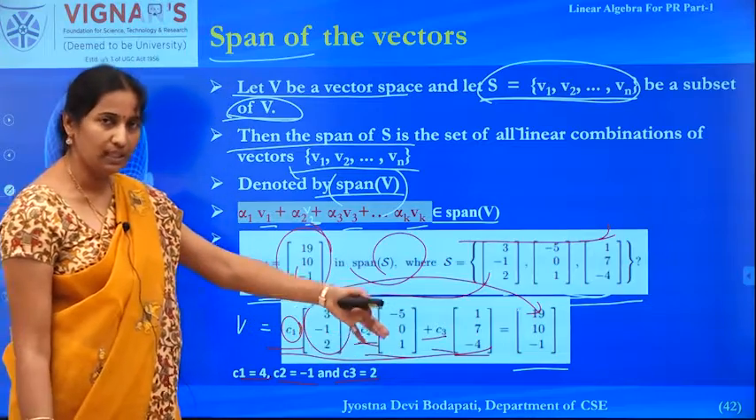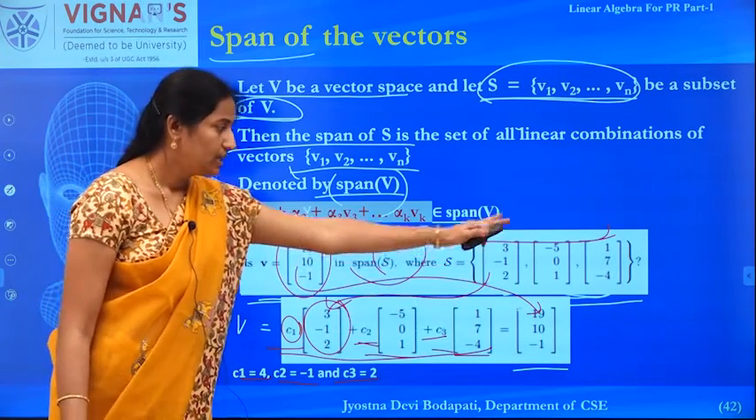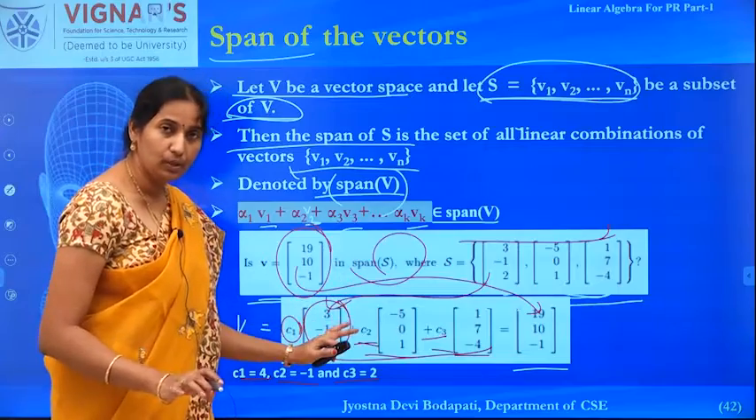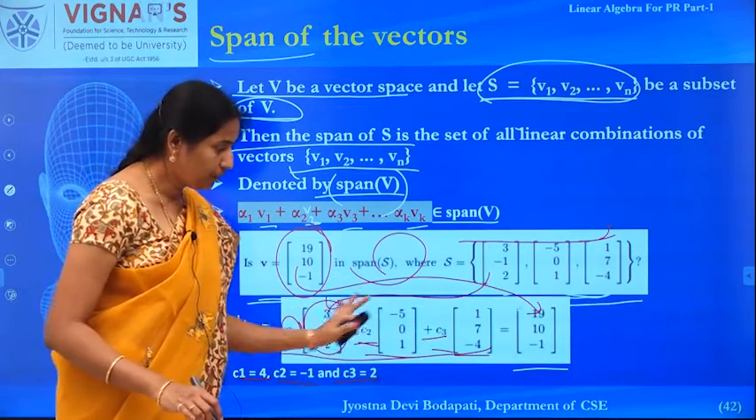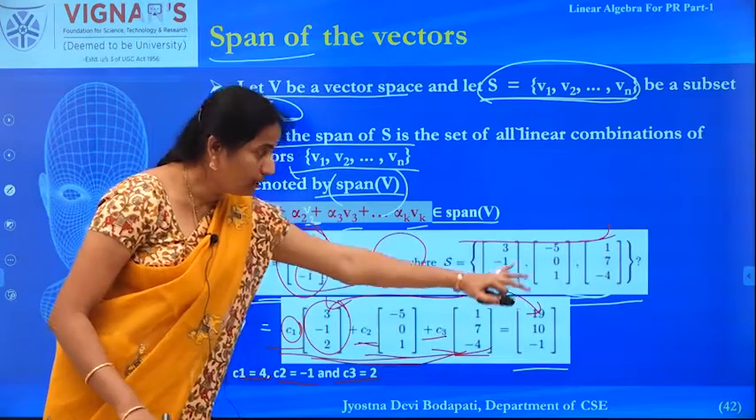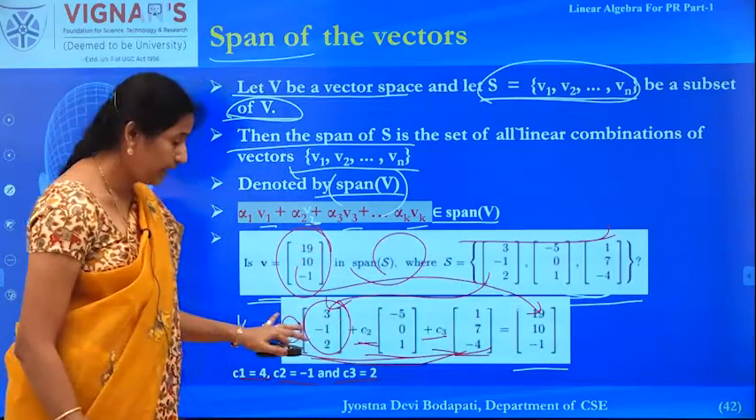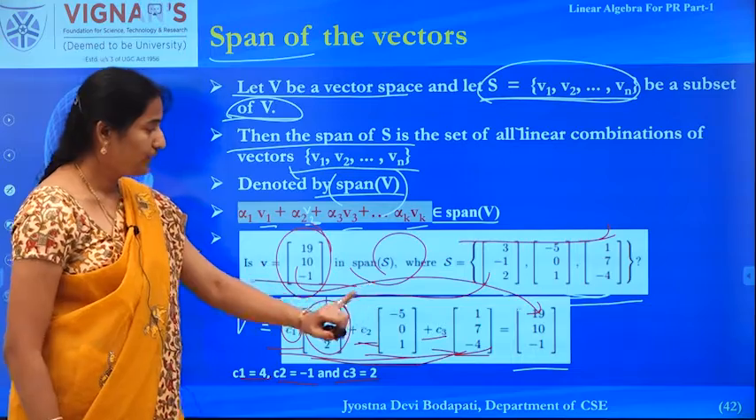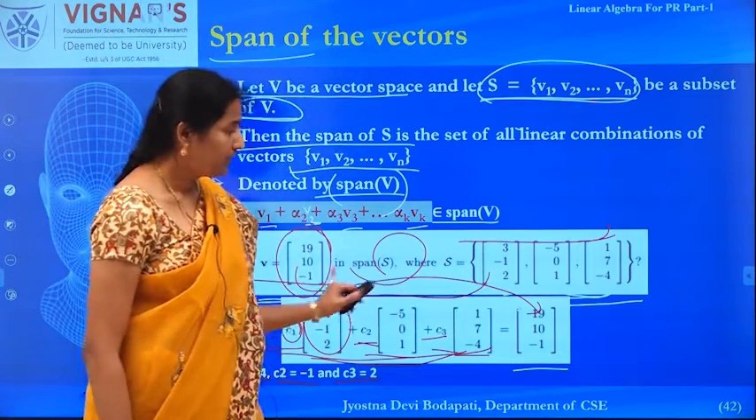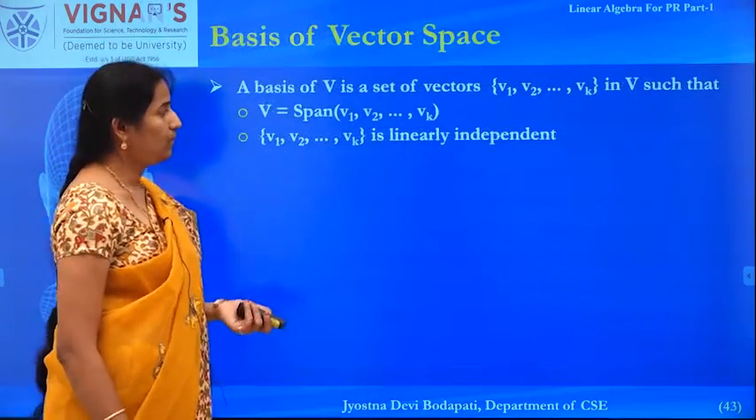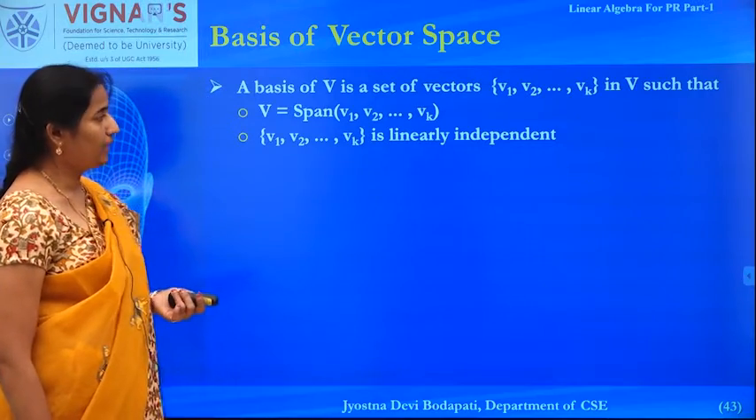It need not be all 3; even if you can write it with a subset of the vectors, that is fine. But you must be able to get this vector as a linear combination of the sum of these vectors. So here we are able to do that. That's how I can say that V is a linear combination of, or V is in the span of, this set of vectors. Now let's see what the basis of the vectors is.